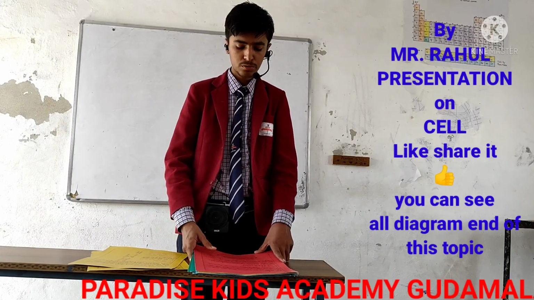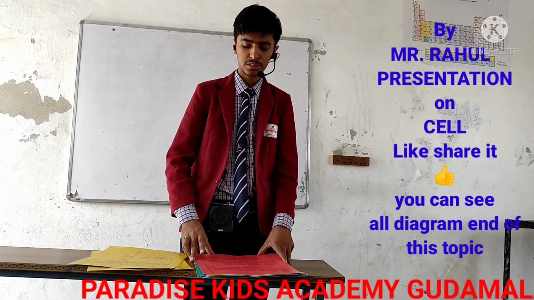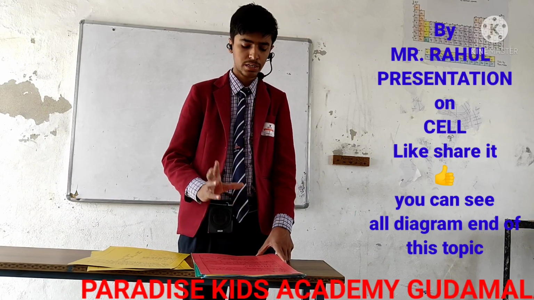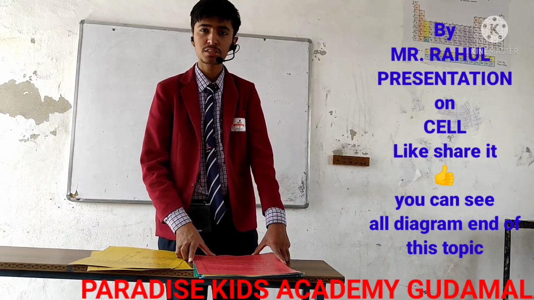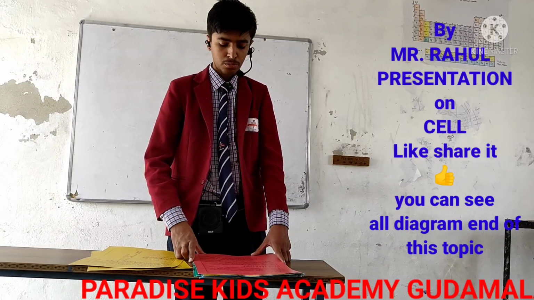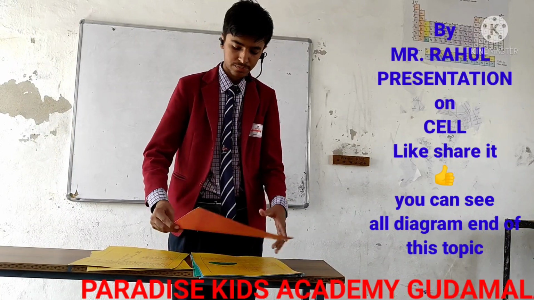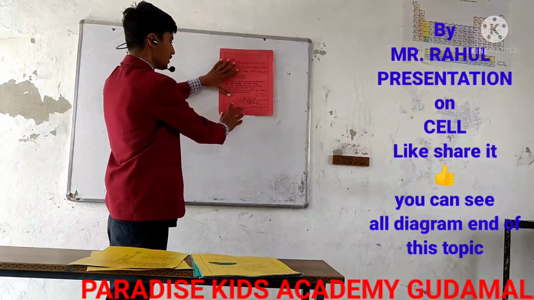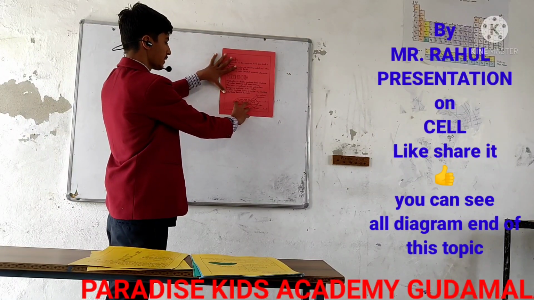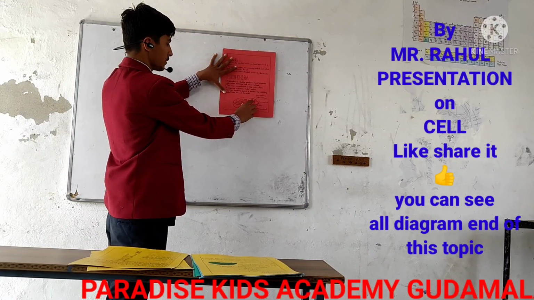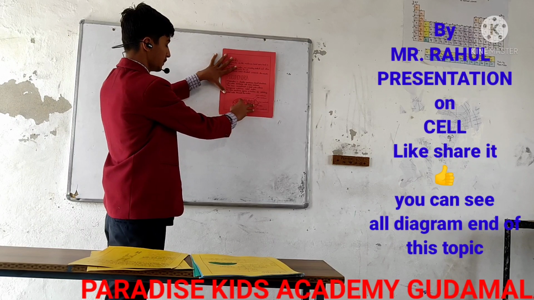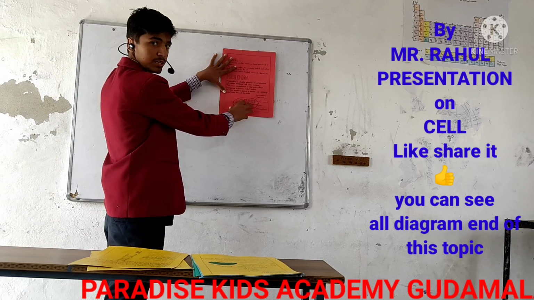Now, mitochondria. Mitochondria is a double membrane structure with an outer membrane and an inner membrane. The inner membrane is filled with a dense homogeneous substance called matrix. As you can see on the diagram, this is the inner compartment and this is the matrix, and this outer covering is known as crista.